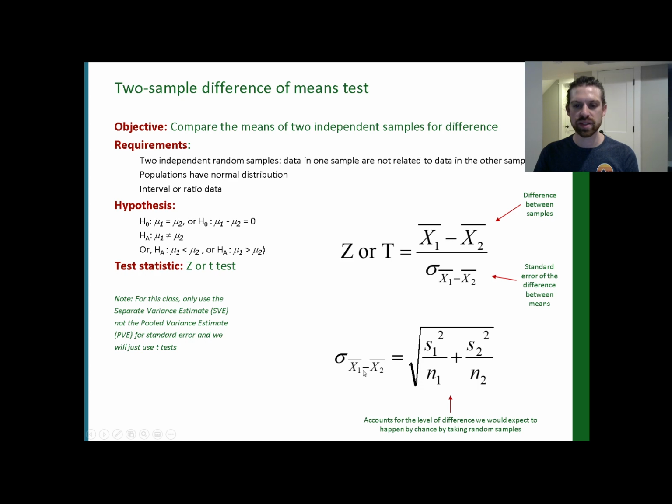And to get that, we take the square root of, and basically we have the squared standard deviation for the first sample divided by the number of samples in the first sample and added together with the squared standard deviation for the second sample divided by the number of samples in the second sample, okay? So this standard error of the mean is just accounting for the level of difference that we would expect to happen when randomly collecting samples, okay? So I think that this is relatively straightforward.